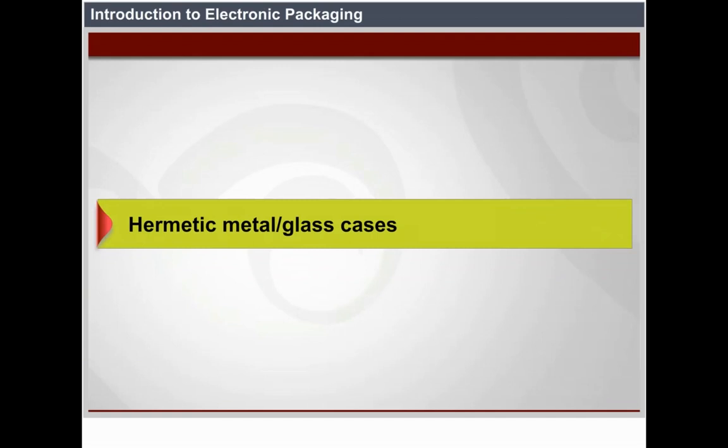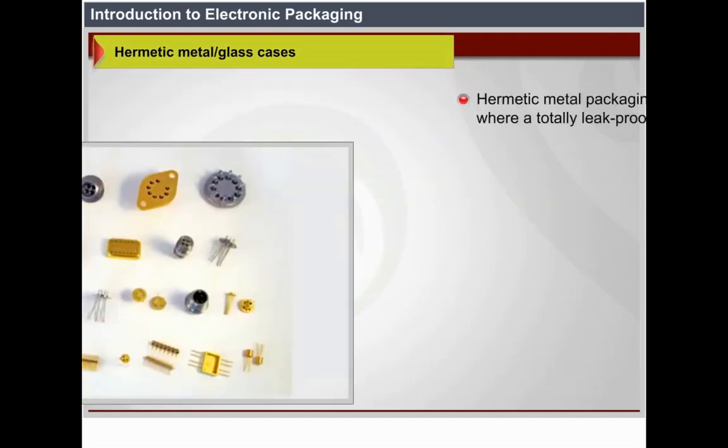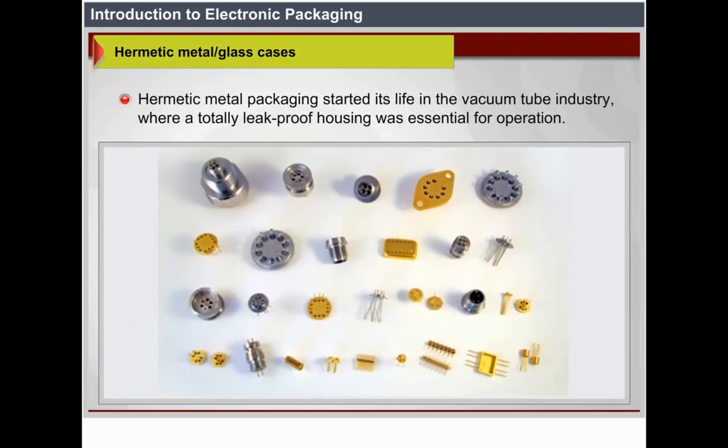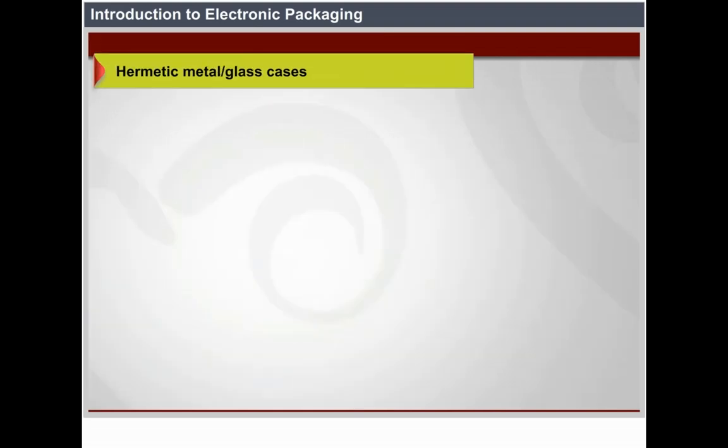Hermetic metal or glass cases. Hermetic metal packaging started its life in the vacuum tube industry, where a totally leak-proof housing was essential for operation.